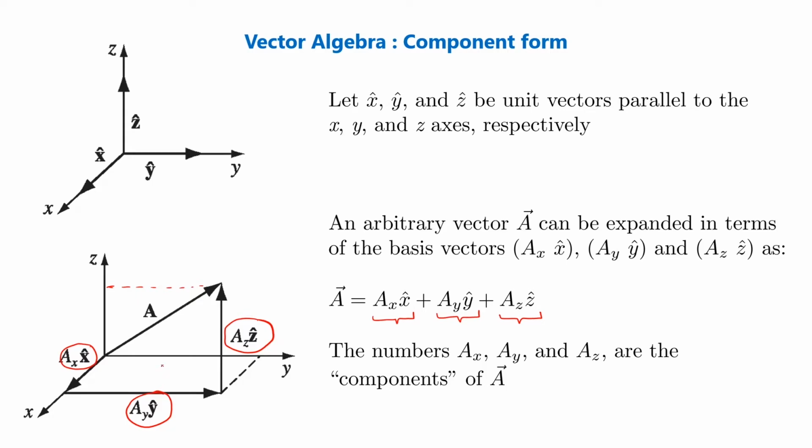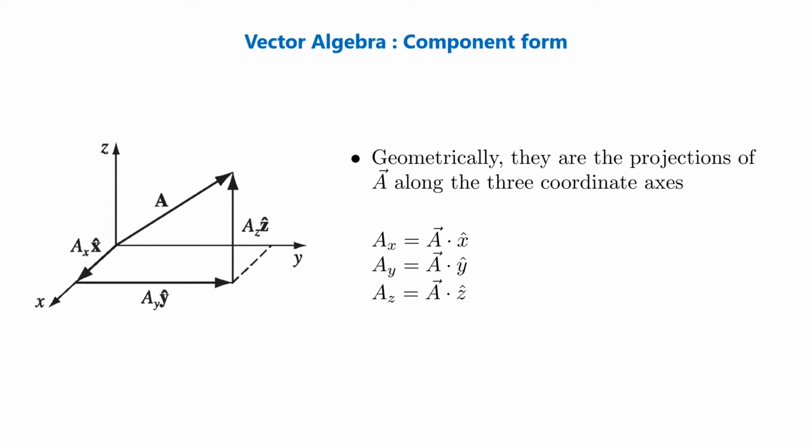The numbers ax, ay and az are the components of vector A. Geometrically, ax, ay and az are the projections of vector A along the three coordinate axes, so that ax is equal to vector A dot x hat, ay is equal to vector A dot y hat and az is equal to vector A dot z hat.